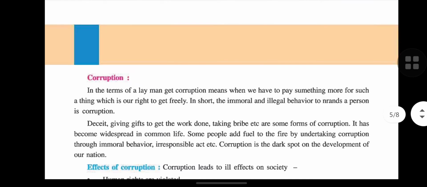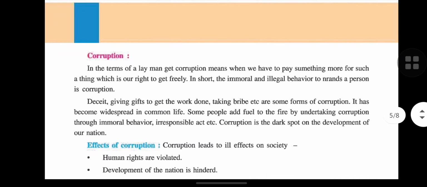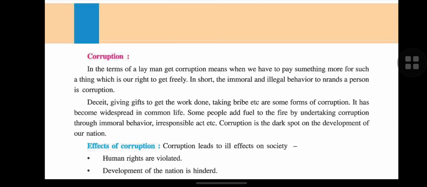So let us see one of the last topics of this video, that is corruption. In terms of a layman, corruption means when we have to pay something more for such a thing which is our right to get freely. In short, the immoral and illegal behavior of a person is corruption.